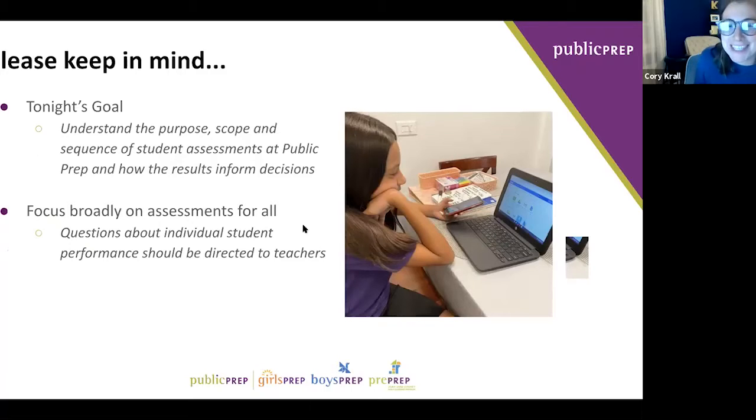Okay, a few things to keep in mind before I turn things over to our wonderful experts who are going to talk more about the assessment. So first, we want to make sure that everyone listening tonight walks away with a clear understanding of why we use assessments, what we use, when we use assessments, and then of course, what actions we take as a result of gathering that data. Tonight, we're talking broadly about assessments for students.